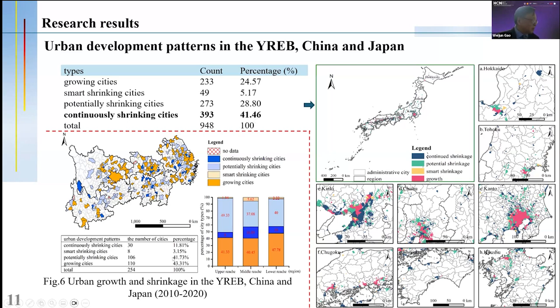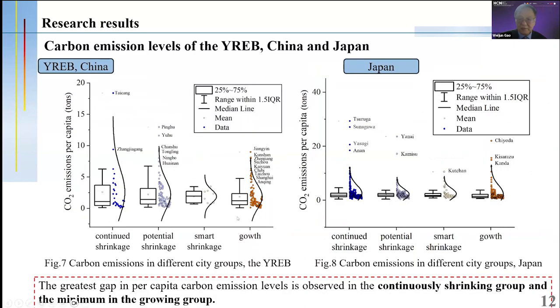And about China, we still have growing cities, more than 43%. So we can see the continuous shrinkage and the potential shrinkage occupy the highest proportion in Japan. And in those figures, we compare the carbon emission level of different cities in China and Japan, and find that most cities of China and Japan are characterized by a low value aggregation.